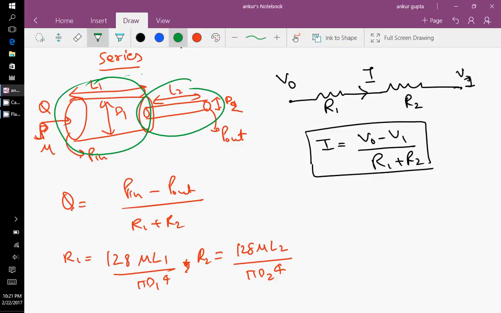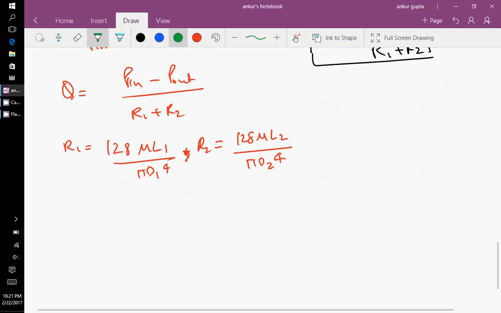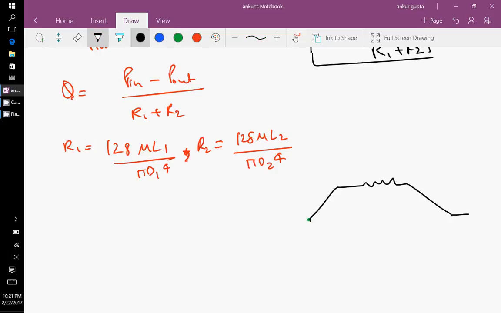There could also be a case of a parallel system where we have the same potential across the two systems. So where we have same potential. So this is I, this is I1, I2, this is V1, V0, and this is V1 here.